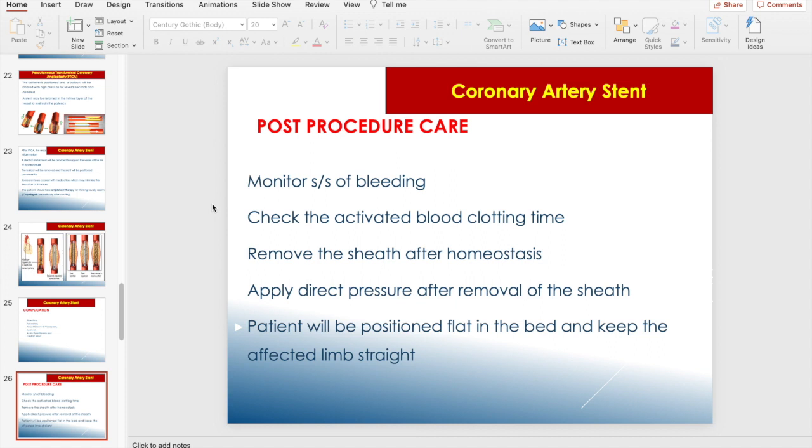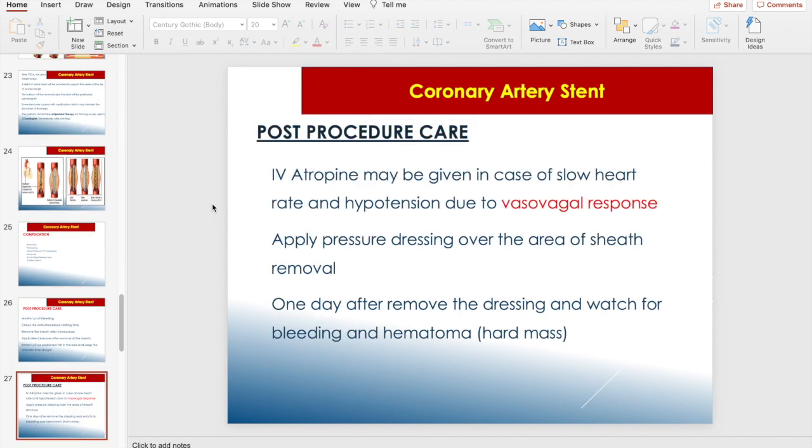It's very important to check the coagulation profile and remove the sheath after hemostasis. The sheath placed at the site where the wire was inserted is normally removed after the patient maintains hemostasis, sometimes after 24 hours. Apply manual pressure after removal of the sheath, position the patient flat in the bed, and keep the affected limb straight. It's very important to know these nursing care measures for this patient.